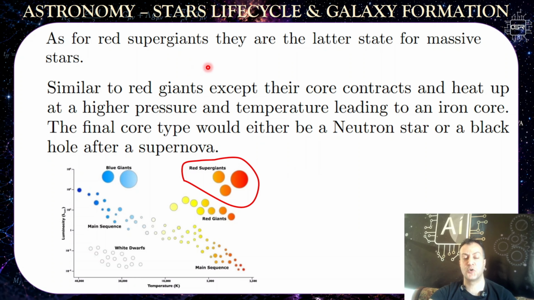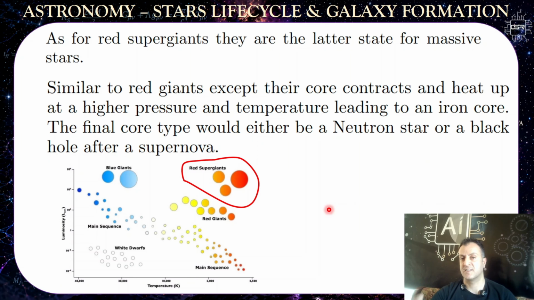As for red supergiants, they are the latter state for massive stars, generally similar to red giants, except their core contracts and heats up at higher pressure and higher temperature, leading to an iron core. The final core type would either be a neutron star or a black hole after a massive supernova explosion. That would be the difference.